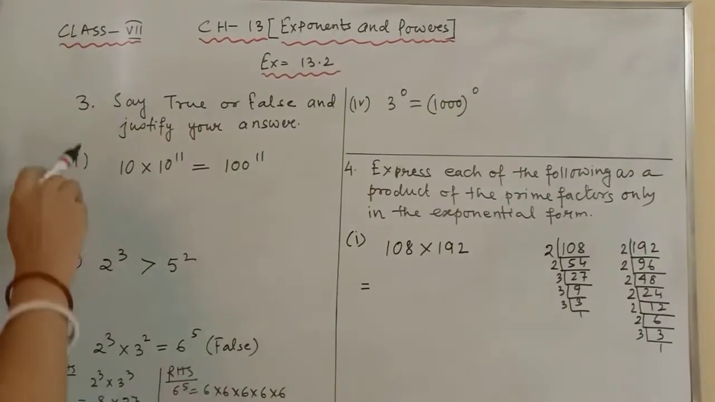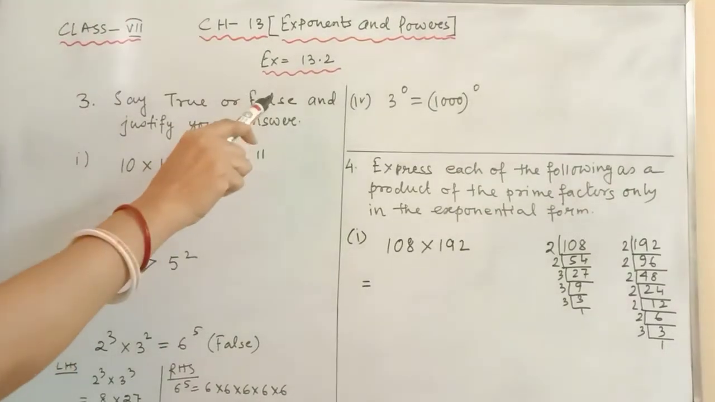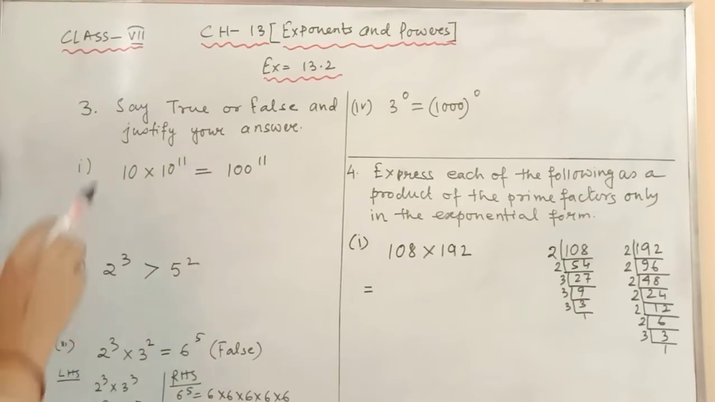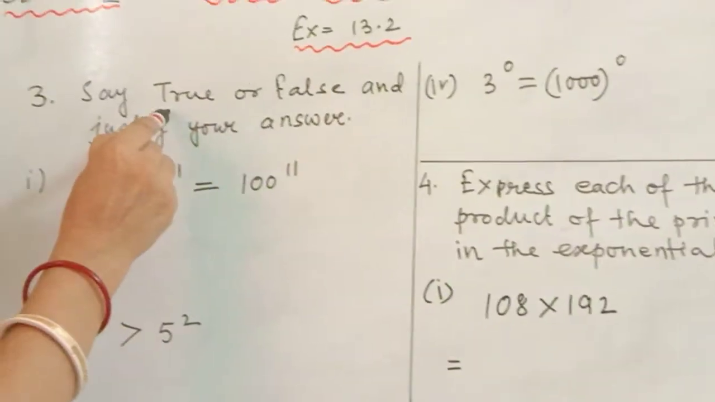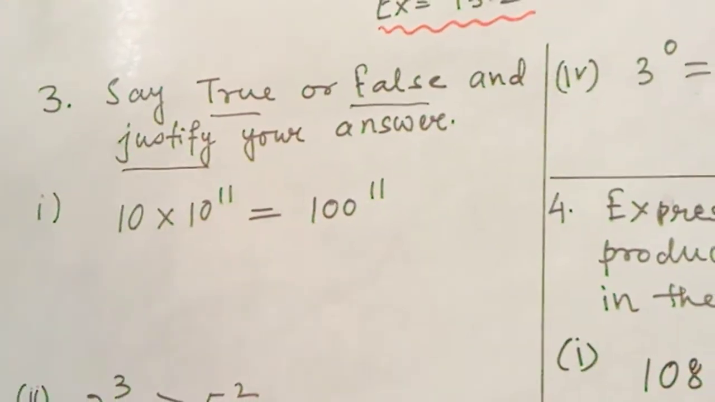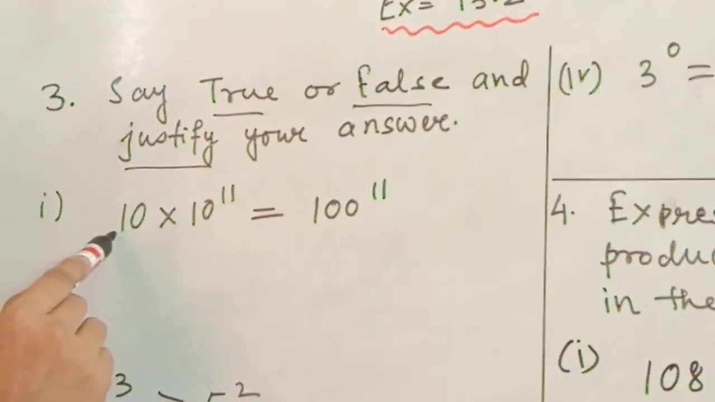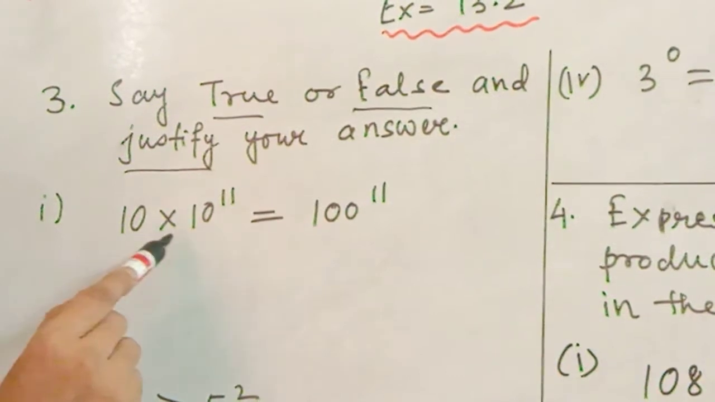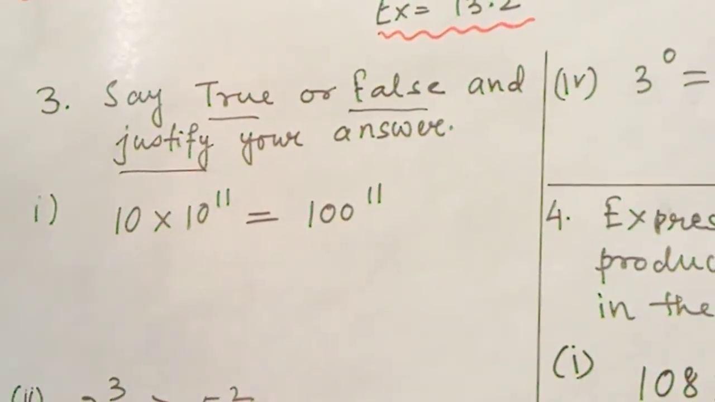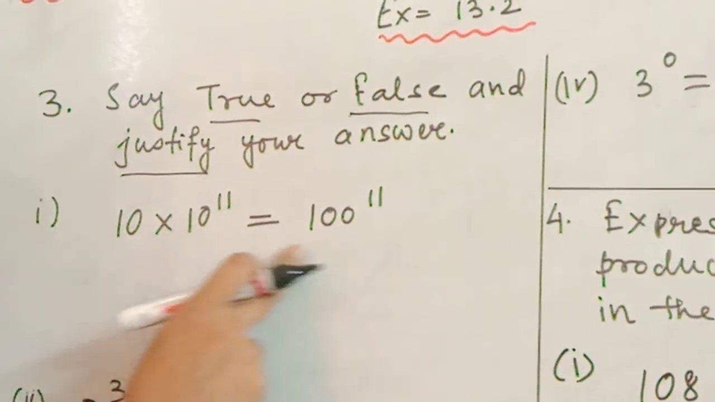Today we will do question number 3 from exercise 13.2, chapter exponents and powers. Say true or false and justify your answer. 10 into question number 1: 10 into 10 to the power 11 is equal to 100 to the power 11. You check, is it true?